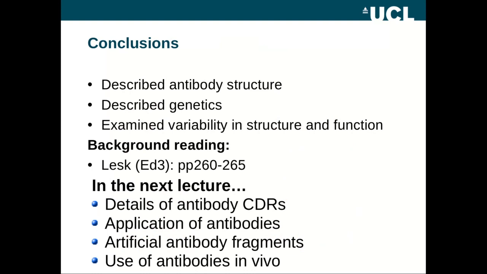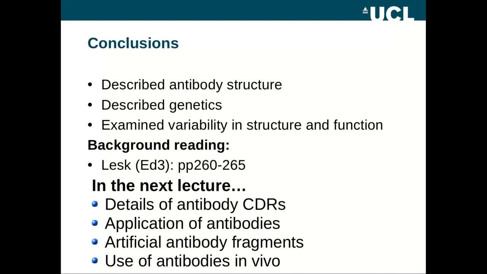So overall, we have described antibody structure, we've described the genetics of antibody diversity, and we've looked at variability in function in terms of the different types of constant region that we can get, the different classes of antibody that produces that have different downstream effects, as well as looking at the variability in structure, which is focused in this variable domain, or these variable domains from the light chain and the heavy chain, and in particular in these CDR regions, these complementarity determining regions.